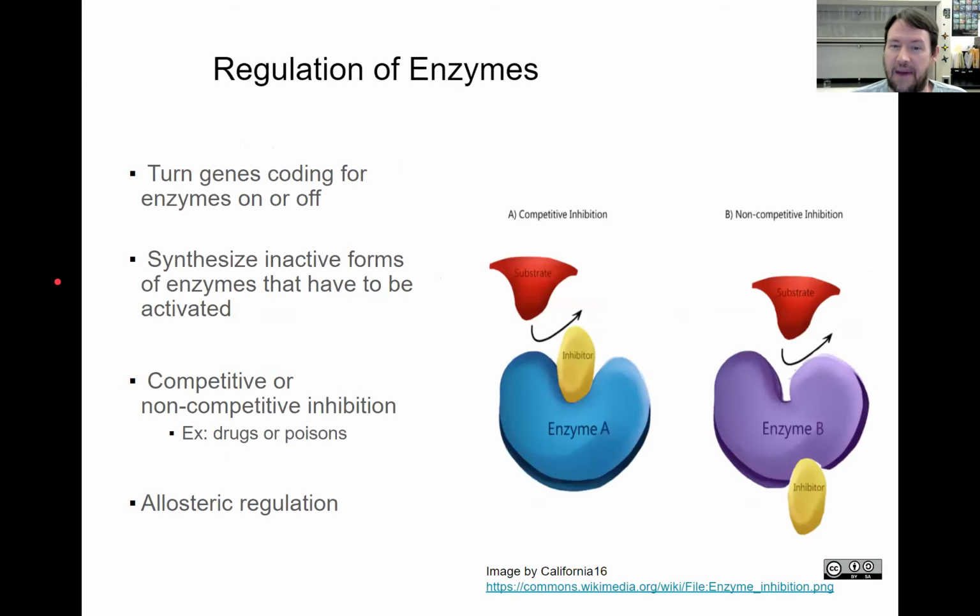There are other ways a cell might regulate an enzyme's activity. One very common way is just to simply switch the genes that code for these different enzymes on or off. So by allowing the gene to be read and built into proteins that will activate that enzyme, and after a while that protein will break down, and if the switch is off for those genes, then the enzyme isn't going to be produced.